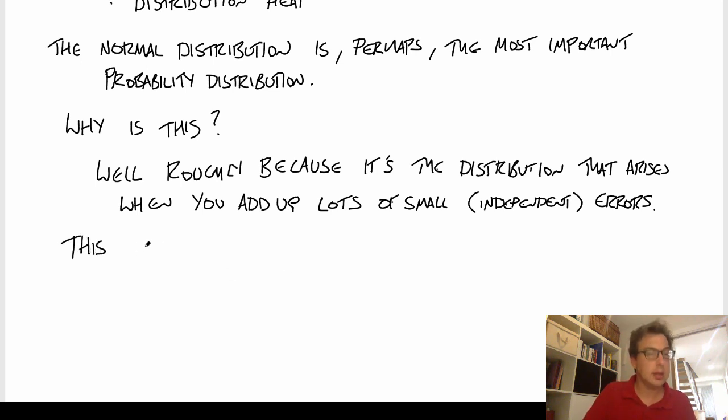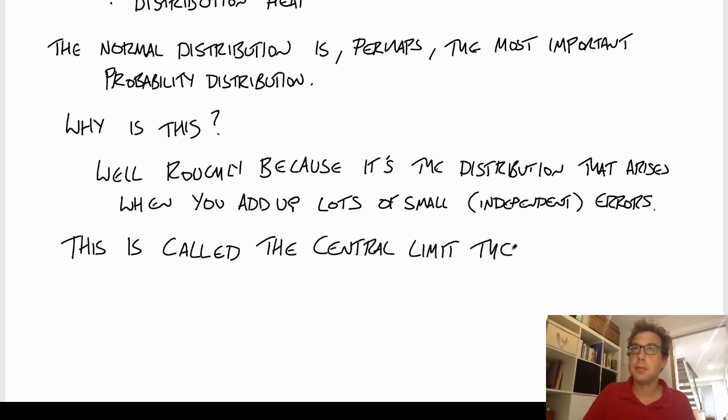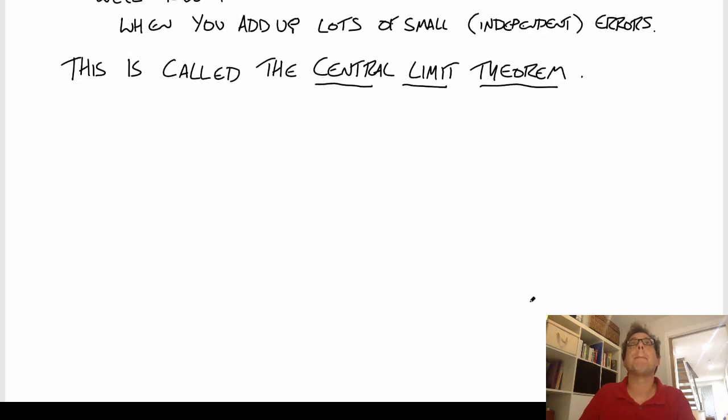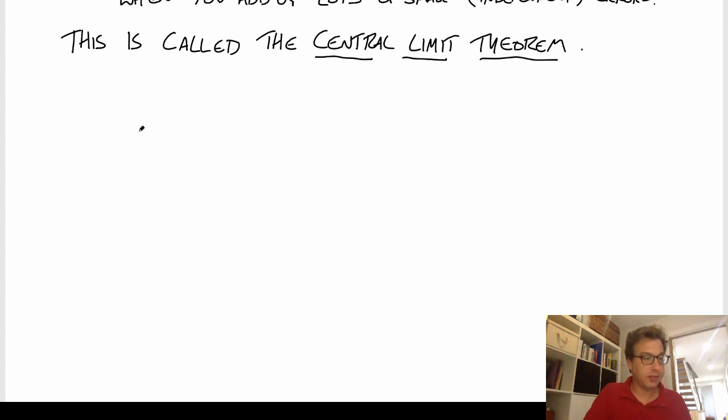Okay, so this notion of adding up small errors and it going to a normal distribution is called the central limit theorem. Okay, so I'll discuss that in a minute. Okay, but first I guess I should actually describe what this distribution is. So we'll talk about what normal distributions are, and then I'll discuss a little bit about the central limit theorem.